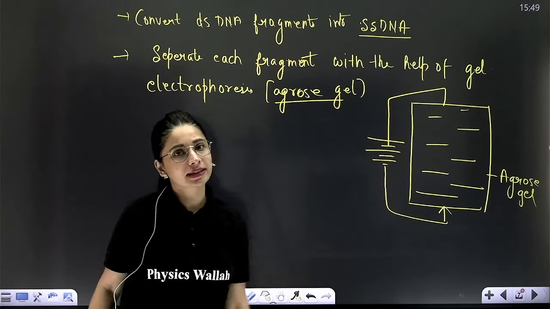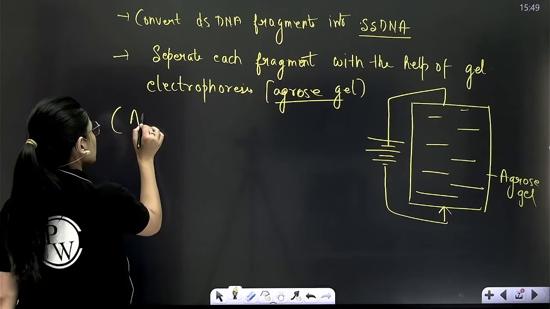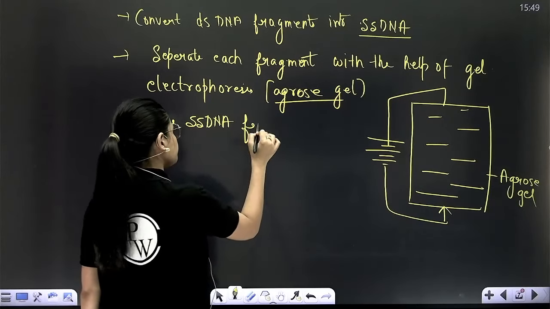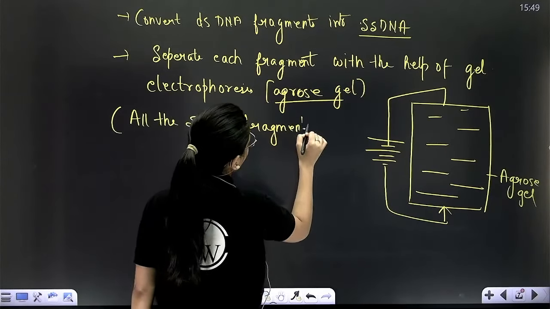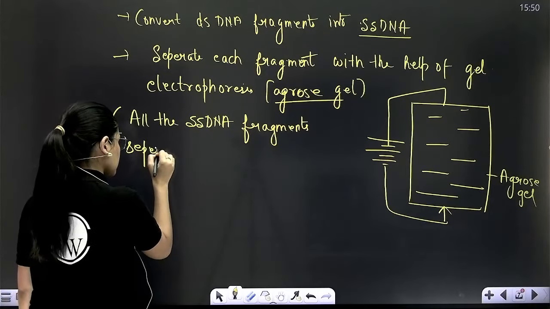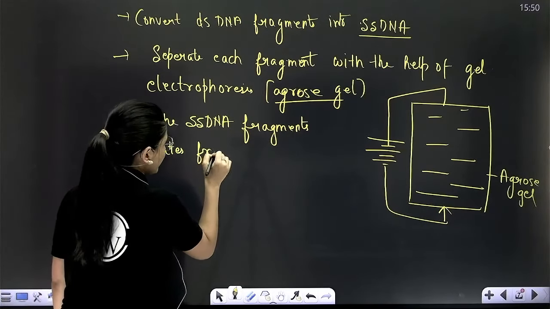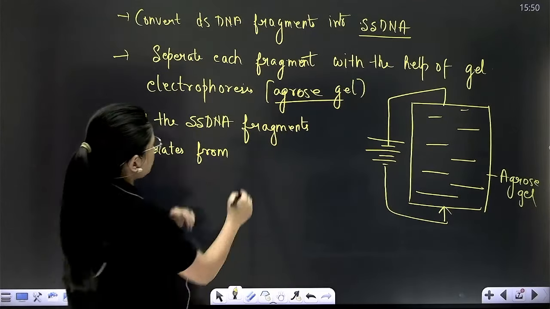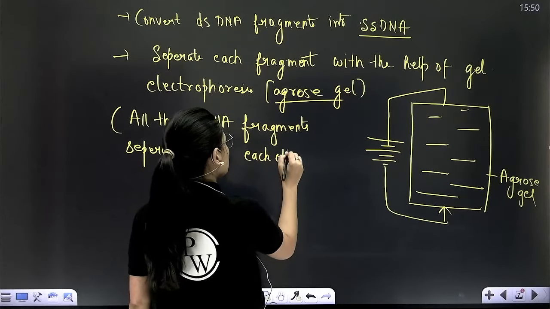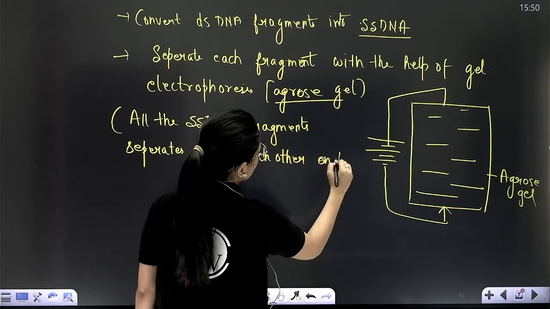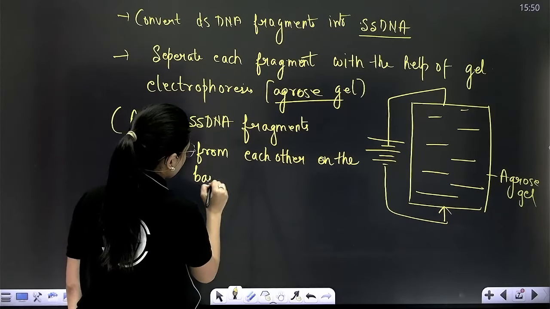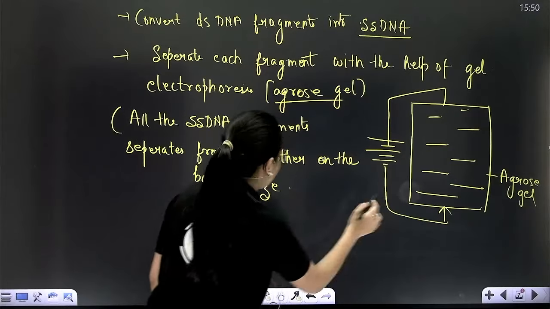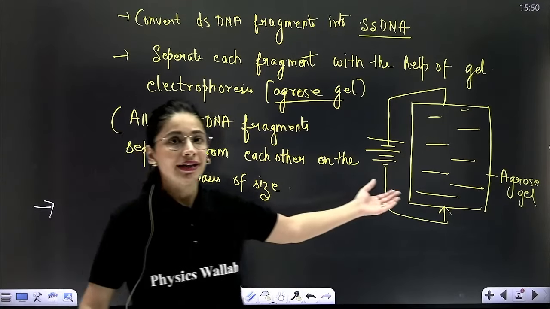Now, this is how the scenario takes place. You can write over here, all the single-stranded DNA fragments separate from each other on the basis of their size. Chota wala upar hoga, bada wala niche hoga. The smaller ones will be on top, the bigger ones at the bottom.